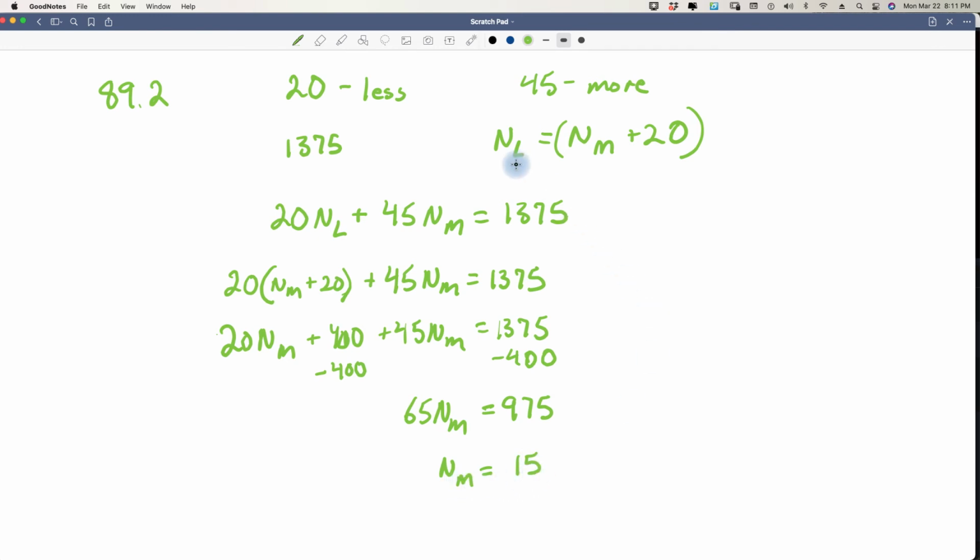So to find the number of less expensive dresses, we are just going to sub 15 in for this problem here. So the number of less expensive dresses sold that day was 15 plus 20. So the number of less expensive dresses sold was 35.